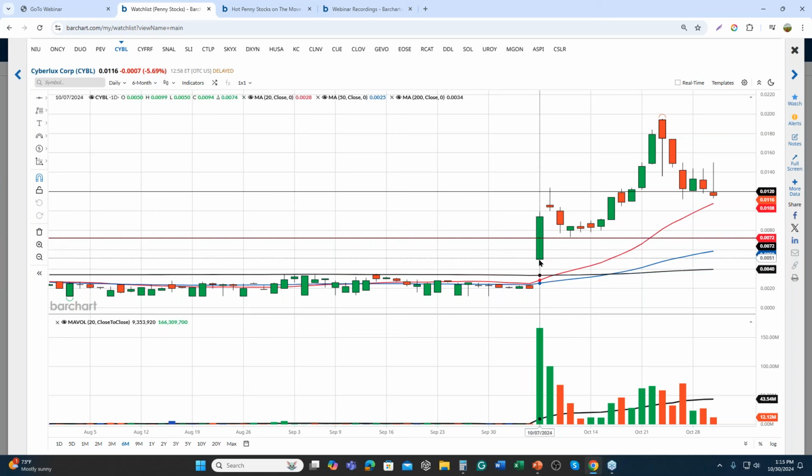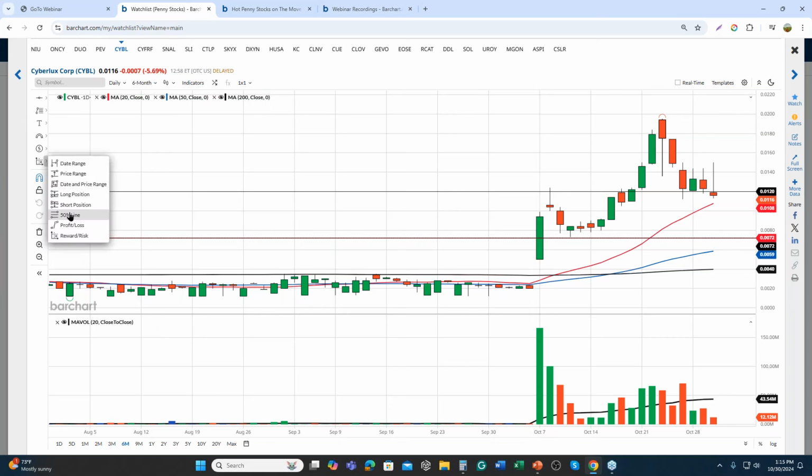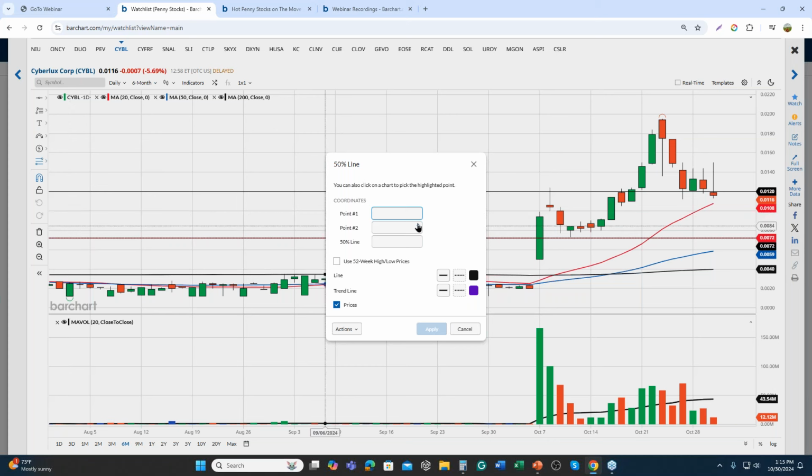In other words, where would I be wrong? Where would that rocket ship rally fall back to earth? Well, that would be below the Mariposa. So let's go over here to the left. This is our toolbar, and I'm going to click on here, and here we can see the 50% line. And this is a really easy tool to use.